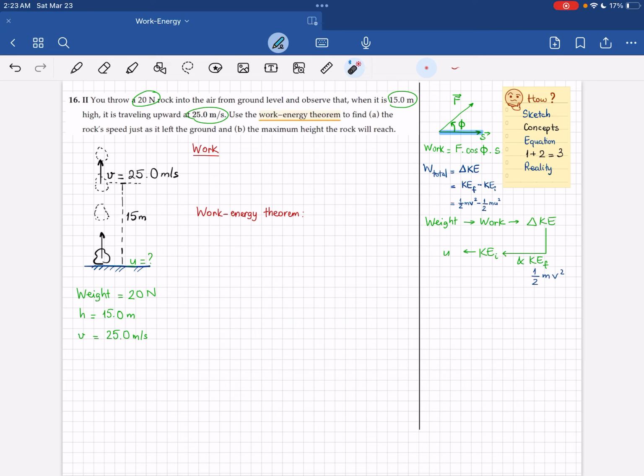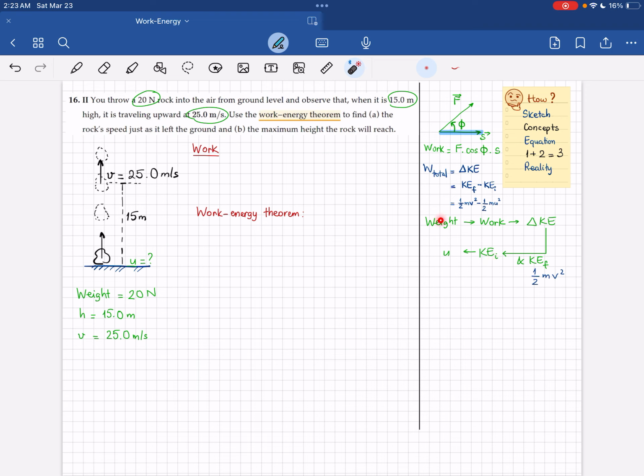Okay, so now let's solve the problems. So I have these values summarized here. The 20 Newton is the weight, the 50 meter is the height, how it has traveled from the initial point from the ground up to somewhere in the air, that 20 meter, and the V at that point is this one. So as we have analyzed, this is the logic of how we should work.